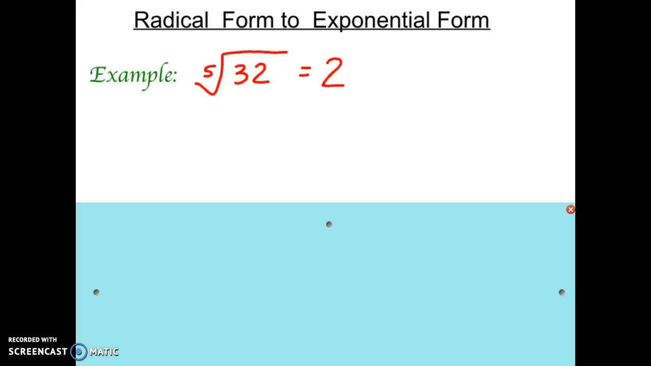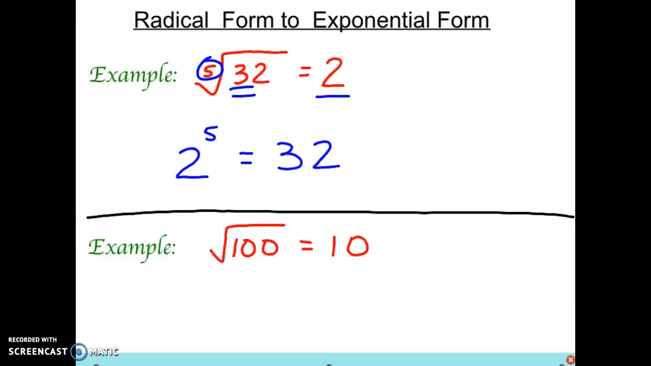Now, it's always good to be able to go in the other direction as well. So here we're going to go from radical form back to exponential form. So what is the answer will be the base. What is the index will become the exponent. And what was the radicand is now the answer. We try another one. The answer will be the base. Note there's no index, which means it's a 2, because it's a square root. And the radicand becomes the answer. And this should hopefully make sense, because 10 times 10 is 100.